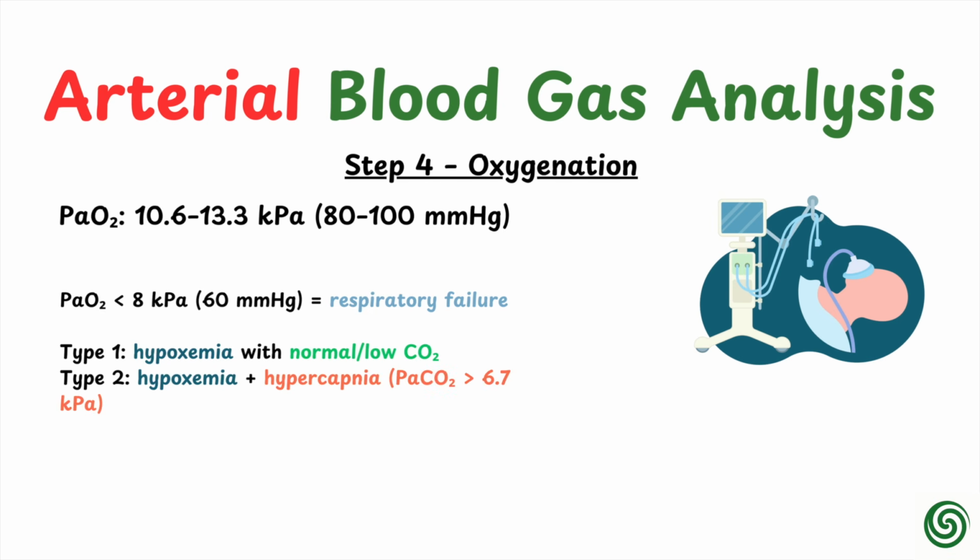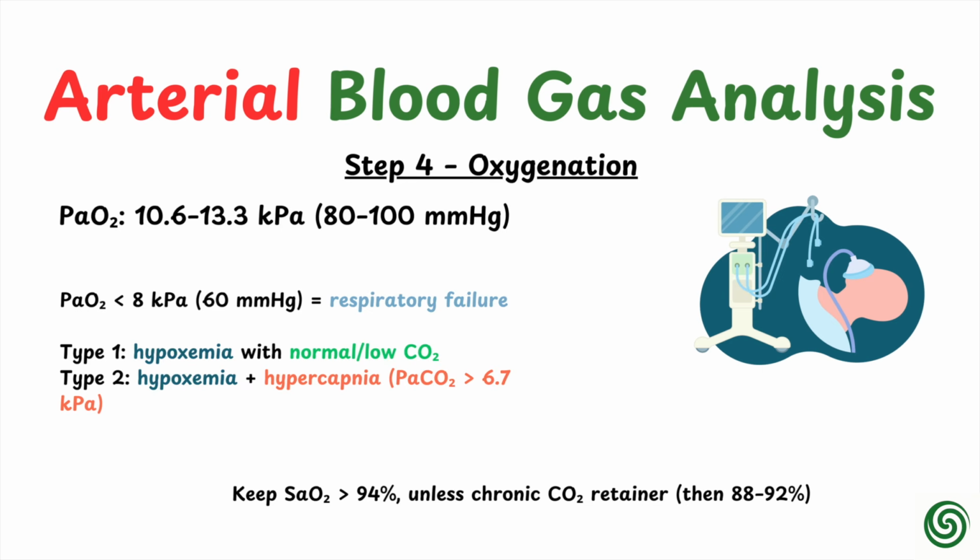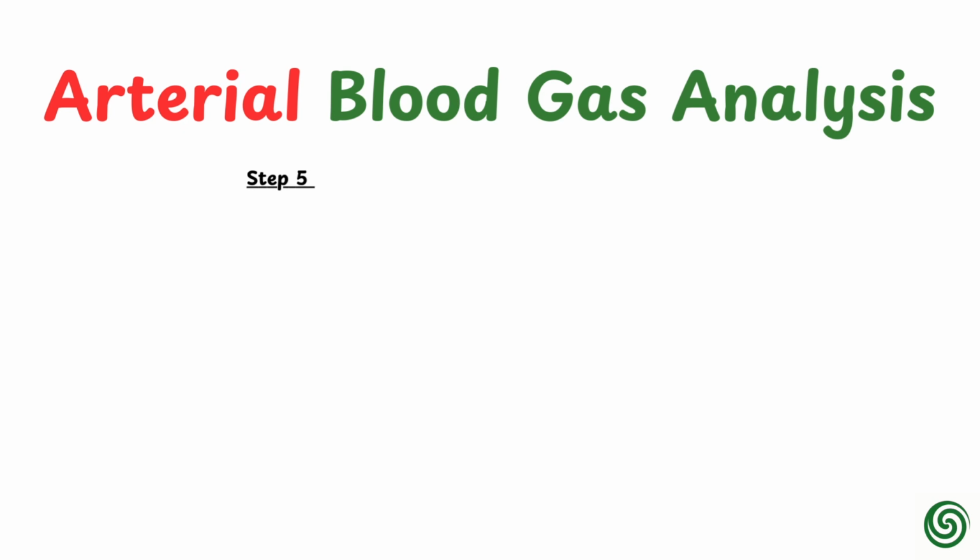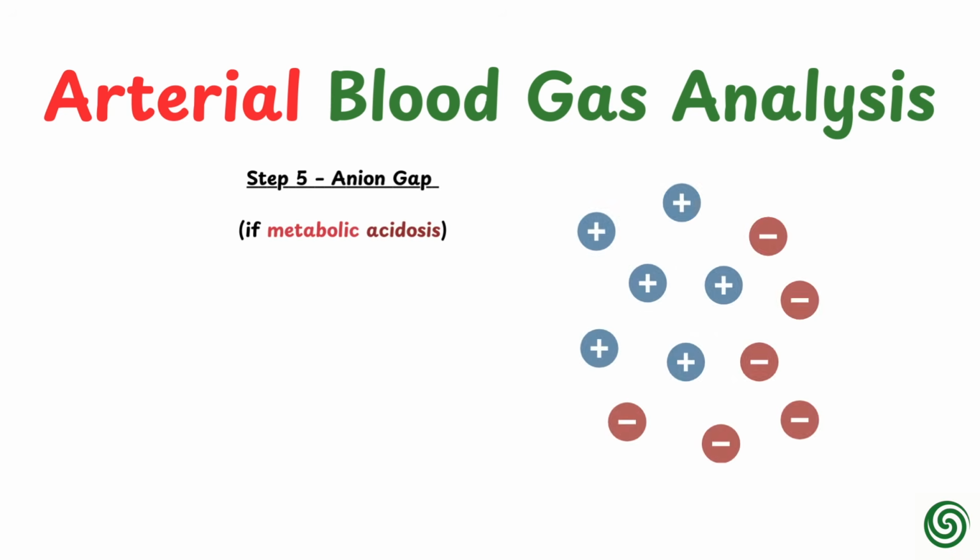Now, the target saturation of oxygen has to be above 94% unless the patient is a chronic CO2 retainer. In step 5, or our last step, we calculate the anion gap. We only calculate it if we have metabolic acidosis. Sodium minus chloride plus bicarbonate. Normal is 8 to 12. If it's elevated, it means there is an additional metabolic process at play, like lactic acidosis or ketoacidosis.